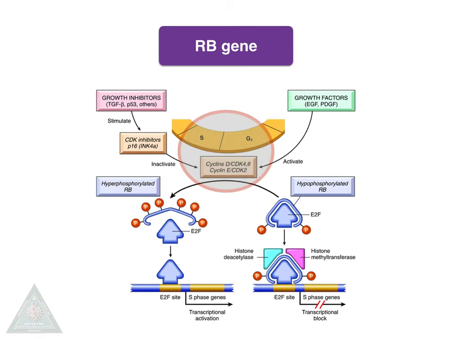This RB gene is important because it regulates the cell cycle and the transition of G1 to S phase. It regulates cyclins D and E. When it is active in a hypophosphorylated state, it won't release the transcription factor for cell cycle progression. If it gets inactivated, in the hyperphosphorylated state, it will release the transcription factor for cell cycle progression.